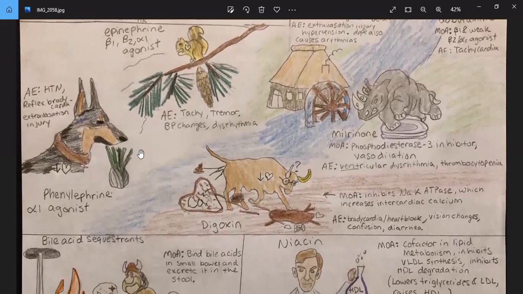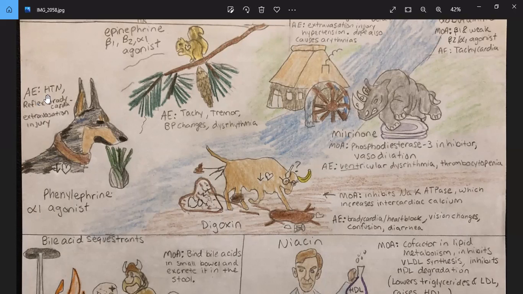Then we'll move on to phenylephrine. So we have a fennel plant and it's being eaten by the dog from Up, who was like the alpha dog. And you know how they're all like, squirrel. So that's kind of how they're related. Anyways, phenylephrine is an alpha-1 agonist. So he's just the alpha dog, alpha-1.